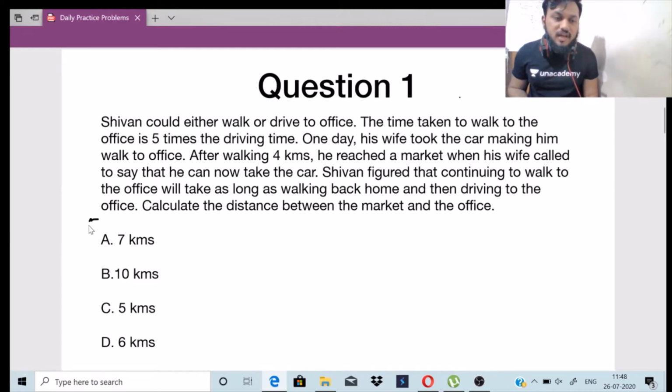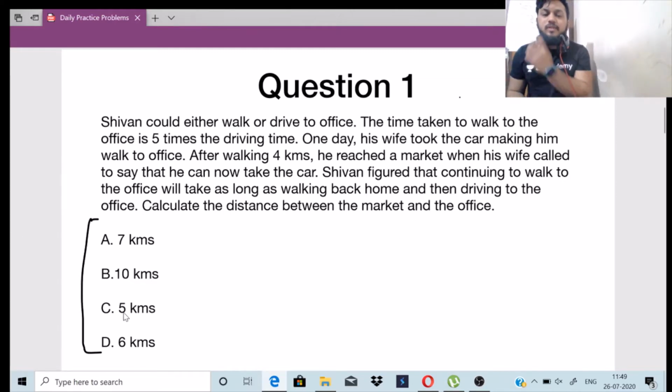Four options are given. It is a very simple question. Shivan can either walk or drive to the office. His walking speed is A and his driving speed is 5A. The driving speed is 5 times the walking speed. अगर walking speed 1 kilometer per minute है, तो ड्राइविंग स्पीड उसका 5 गुना ज्यादा होगा, 5 kilometers per minute. The speed increases. The time taken to walk is 5 times the driving time. The speed of driving is more.